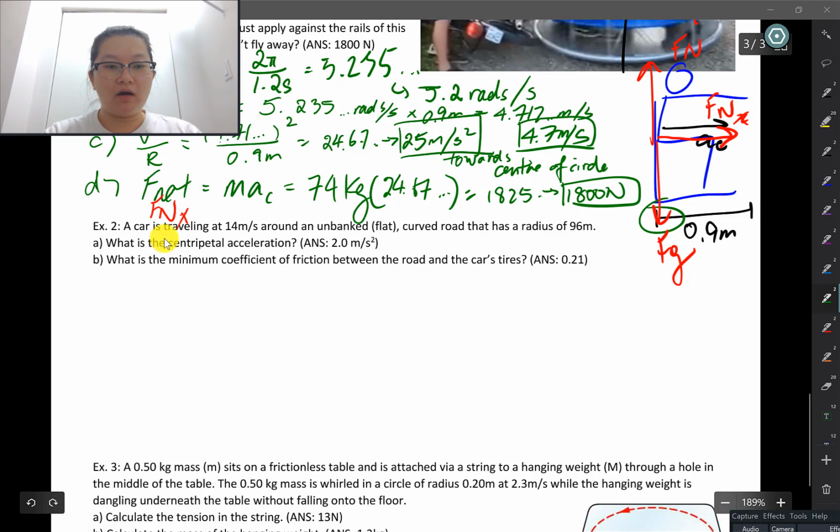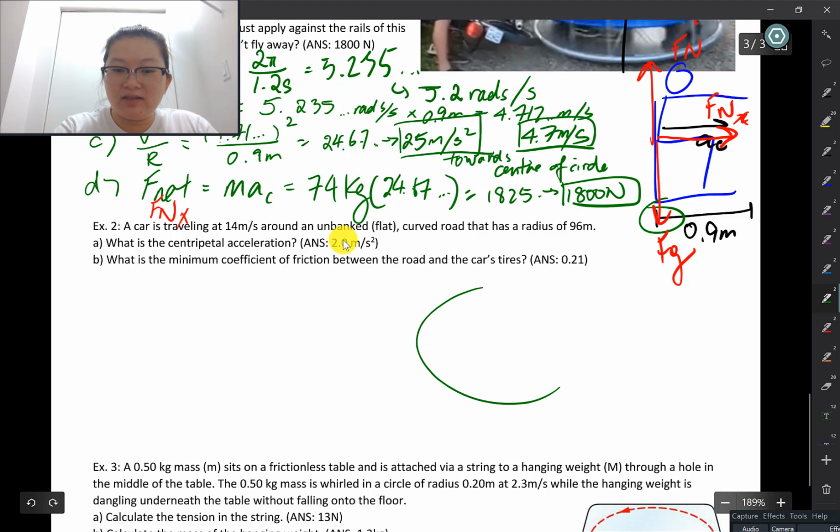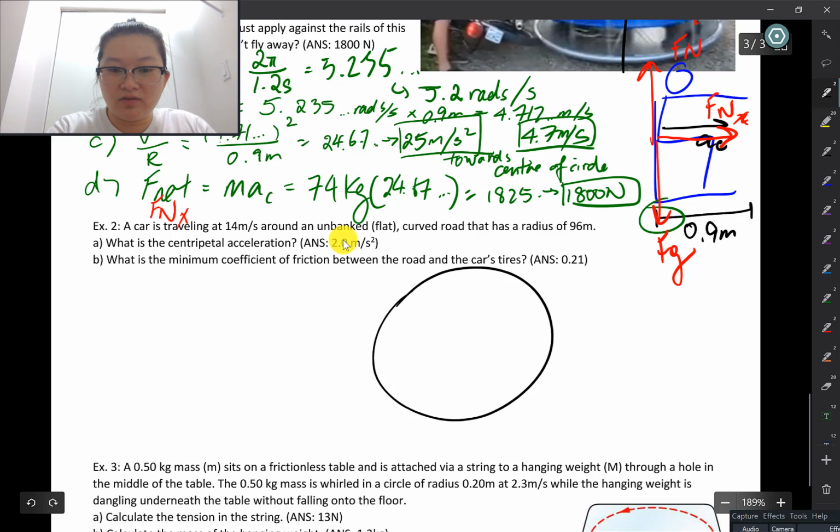We have a car traveling at 14 meters per second around an unbanked, which is just a flat ground, curved road that has a radius of 96 meters. So in a bird's eye view, it kind of looks like this. Okay, so this is the circle, the car. If I can draw a nice picture of the car right here. Okay, it's going around the circle, in which the radius here is 96 meters.